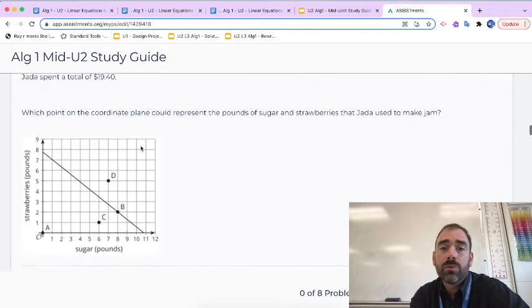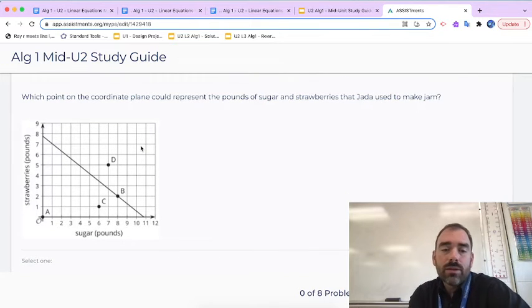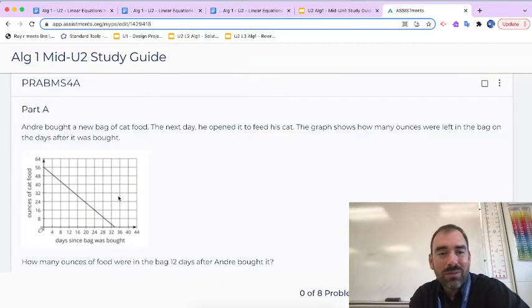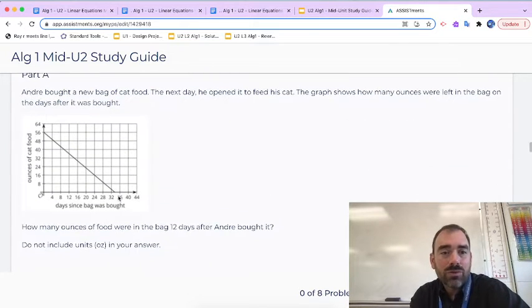Which point on the coordinate plane would represent that? Okay, so here's the thing. None of the points fit except for B. B is the only one that's on the line, so B is the only solution. But let's move on, okay? Andre bought a new bag of cat food. Okay, so this one had a lot of parts to it. All right, so he bought a bag of cat food.